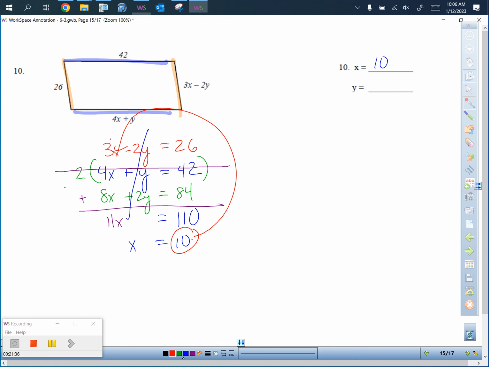And you are smart enough in an advanced geometry class to skip a few steps. I'm going to do 10 in here. It's 3 times 10. What's 3 times 10? 30 minus 2y equals 26. But I love it if you show me where you put that 10 back in for, so when I'm going through your work, if you made a mistake, I can see what you did. And then just solve this guy for y.